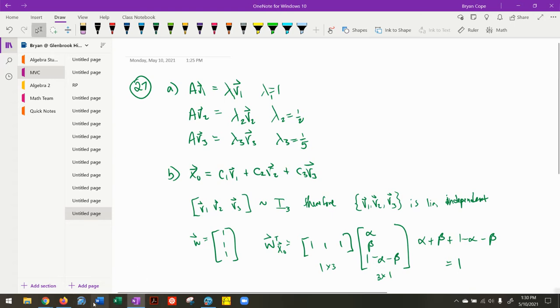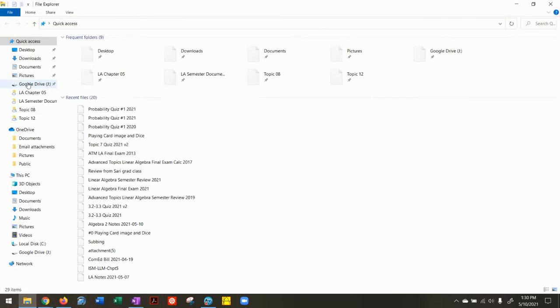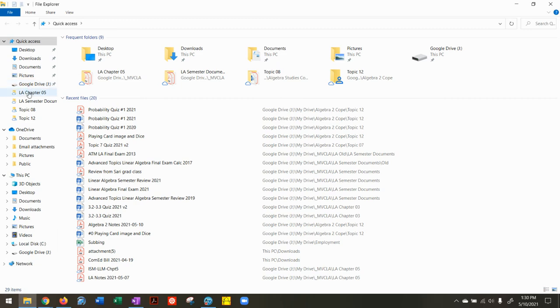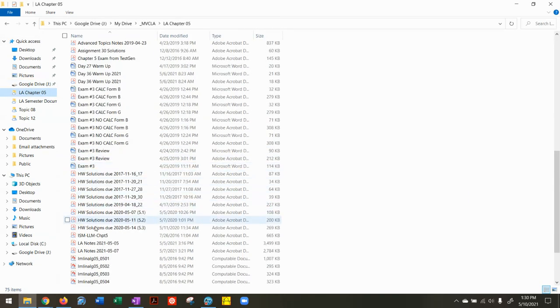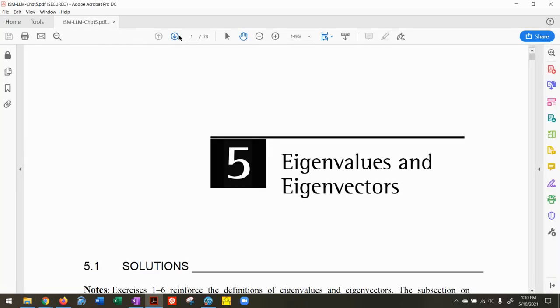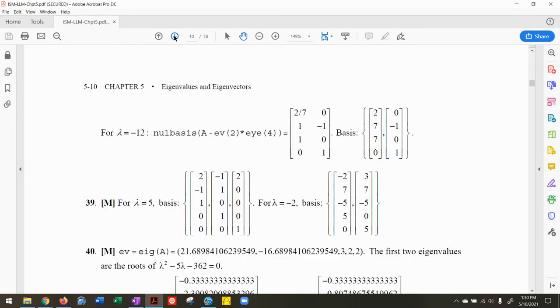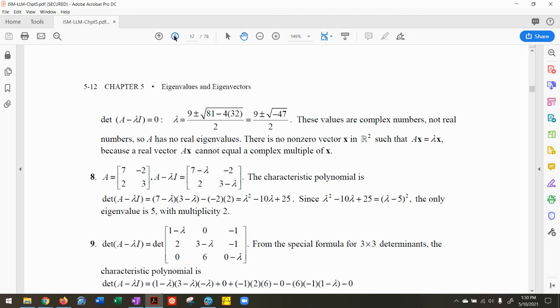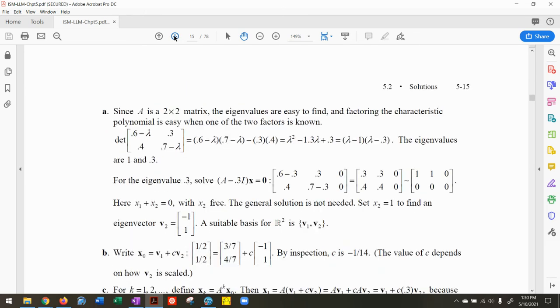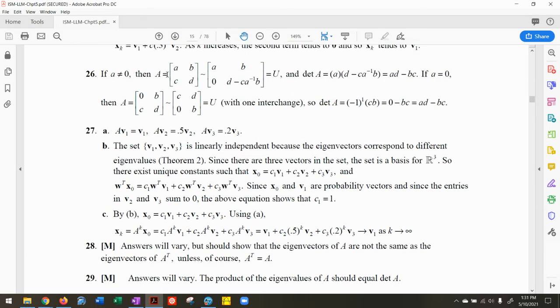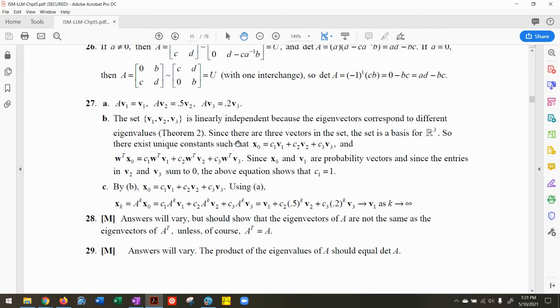Let me look this up in the solutions. Let's see if there's anything useful in there. So it's 5.2, number what? Number 27. Okay, here we go.